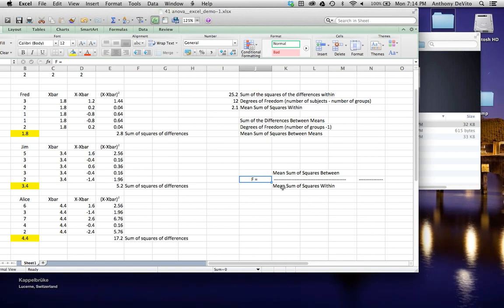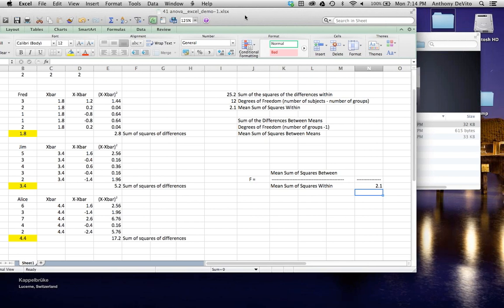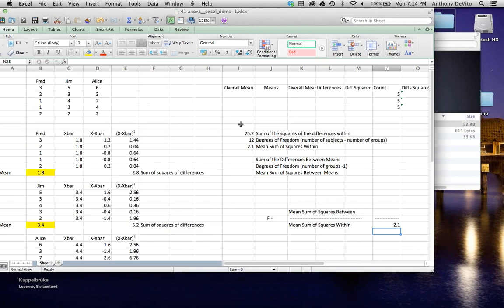Well, you might remember that the F statistic is equal to the sum of the squares between the means divided by the mean sum of squares within the groups. Well, the mean sum of squares is what we just calculated. That's our 2.1. Okay, now the second part of this is that I'm going to go ahead and calculate the mean sum of squares between the groups, between the means. Okay, well, let's see how I'm going to calculate that.